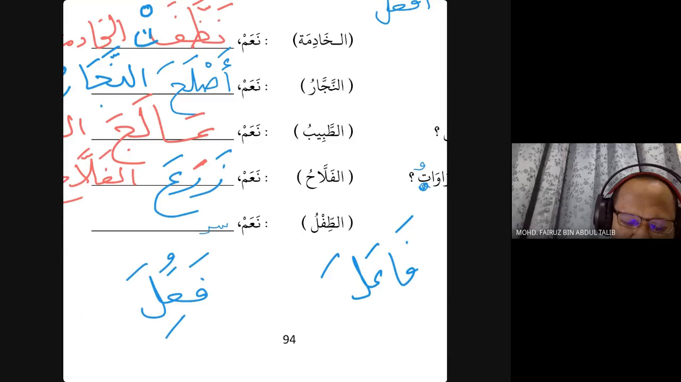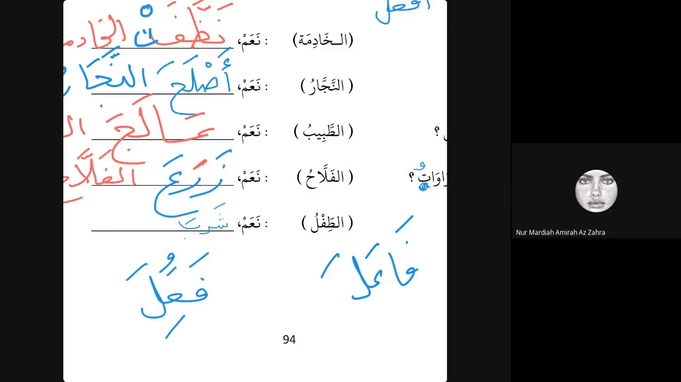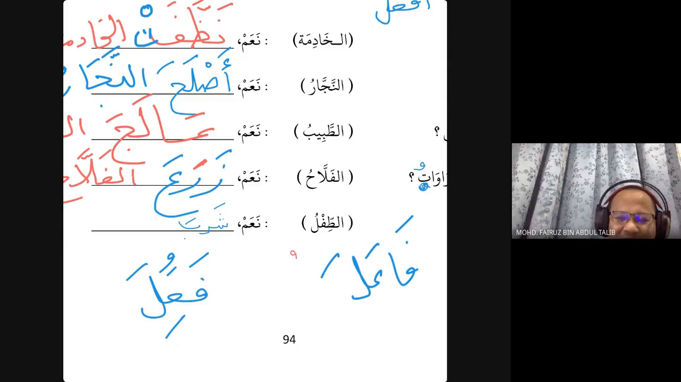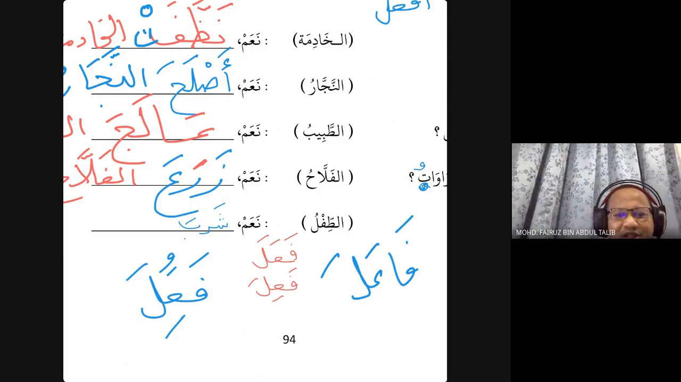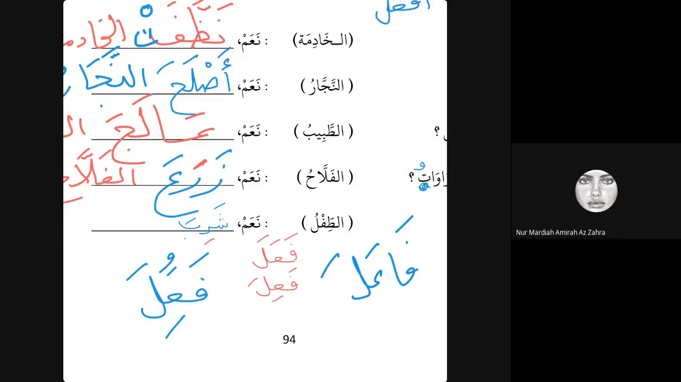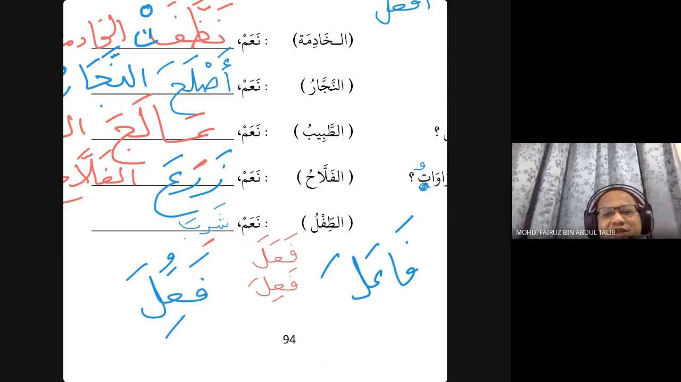Sharaba. Okay. First we have shin, ra, and ba. But which one is the correct one? Is it sharaba or shariba? See, you have two different opinions of the scholars. One says sharaba because they say the wazan is fa'ala. The other says shariba because the wazan is fa'ila. So in this case, you need to refer to the dictionary. In the dictionary, what do they say? Is it sharaba or shariba? Shariba. Yes. In the dictionary, it is shariba.